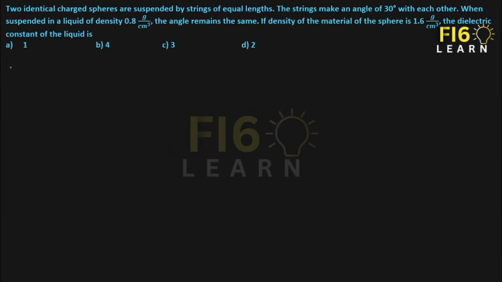Hi, in this video, we will see a question from electrostatics. Two identical charged spheres are suspended by strings of equal length. Two charged spheres are there; they are suspended by strings of equal length. I'm going to draw the diagram for the first line.